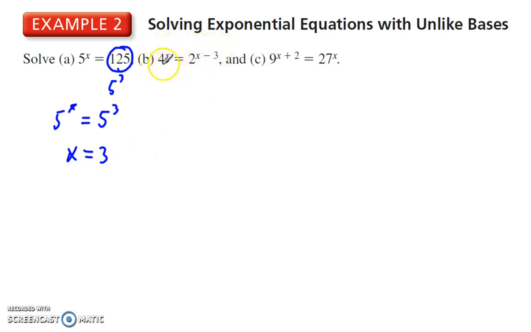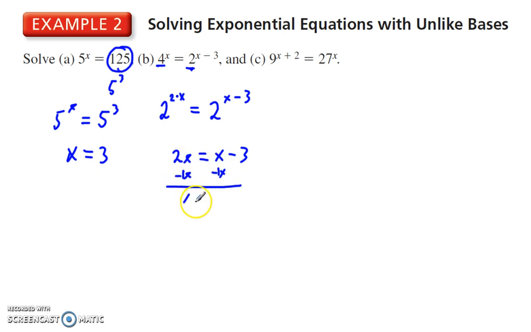In this expression, I have 4 to some power, and then 2 to some power. Well, I need the same base here. So how can I make 4 be a base of 2? Well, 4 is also 2 squared, but it has an exponent of x, so I have to do 2 squared times x equals 2x minus 3. And then I get 2x is equal to x minus 3. I have a variable term on each side, minus x on each side. Now I'm not going to cancel out the x. This is minus 1x, so it leaves me with x is equal to negative 3.